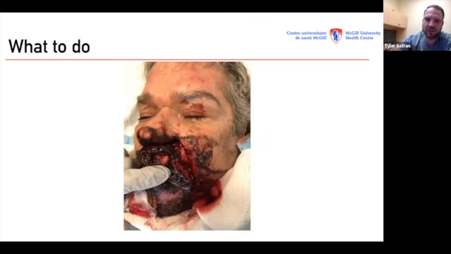This is a patient I saw at the MGH. He had a garage door fall on his face. And the reason that I show this all the time is because a lot of people, when they see this, the first thing they think is, what do I do? First airway, and you do your ATLS protocols, of course.